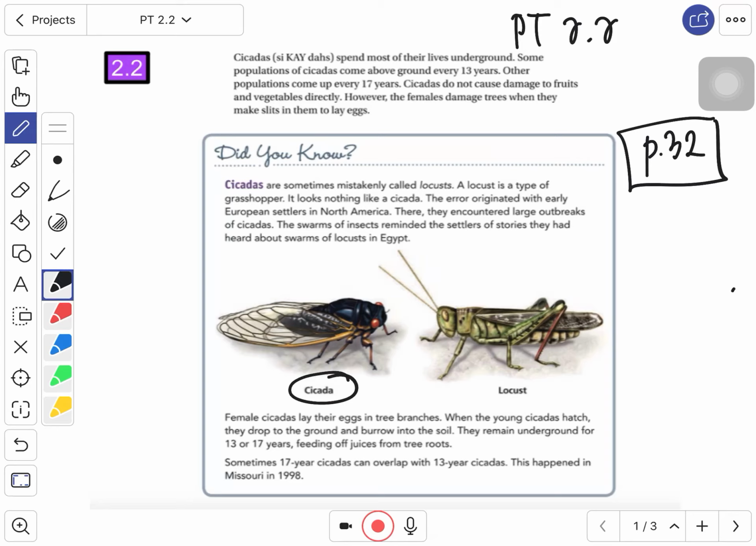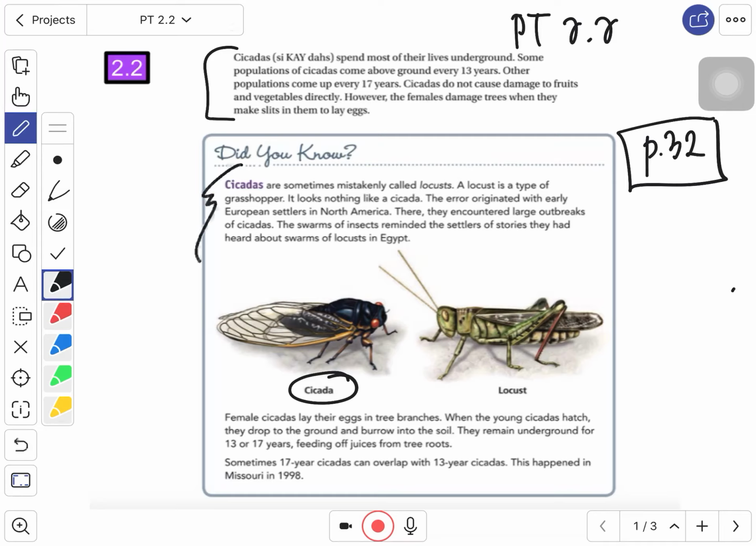At the very top, it says cicadas spend most of their lives underground. Some populations of cicadas come above ground every 13 years. Other populations come up every 17 years. Cicadas do not cause damage to fruits and vegetables directly. However, the females damage trees when they make slits in them to lay eggs.